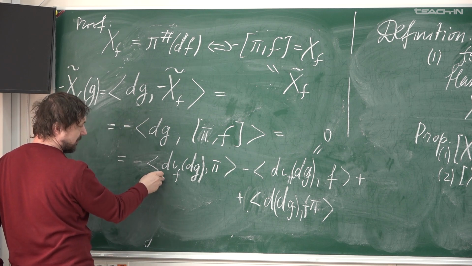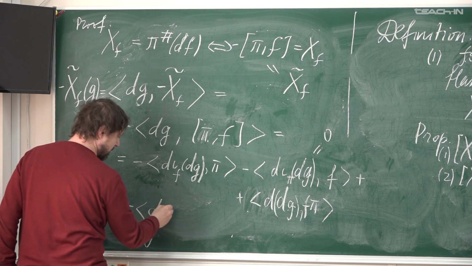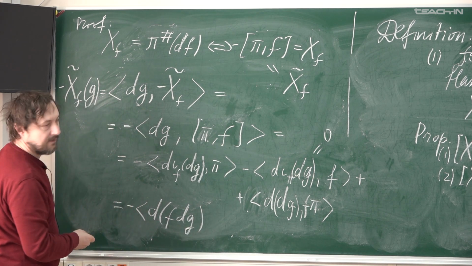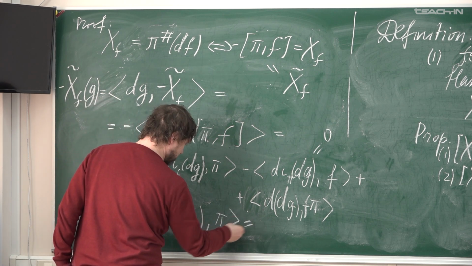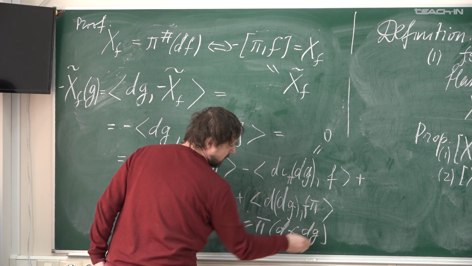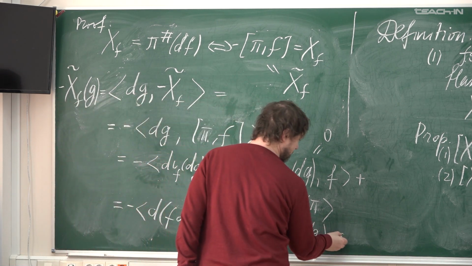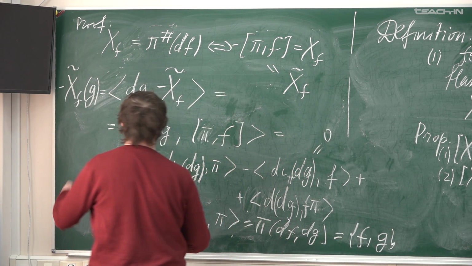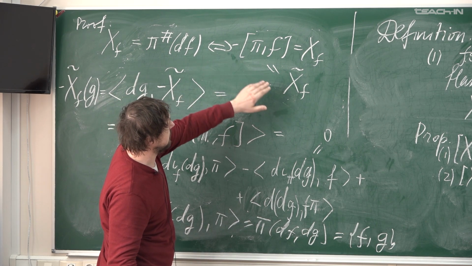So what we have here is minus d of f dg, right? Minus f dg contracted with pi, which is precisely pi of df dg. That's just the definition. So that's just the Poisson bracket of f and g. So this formula is proved up to the sign, which I believe should be like this. Minus is equal to this.